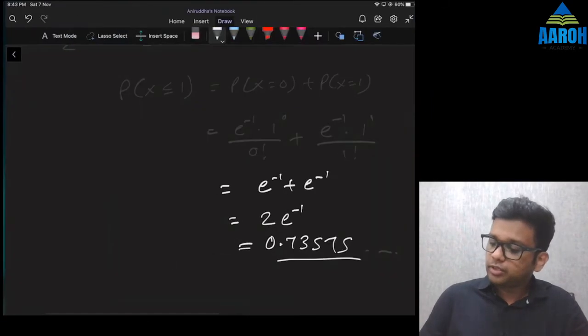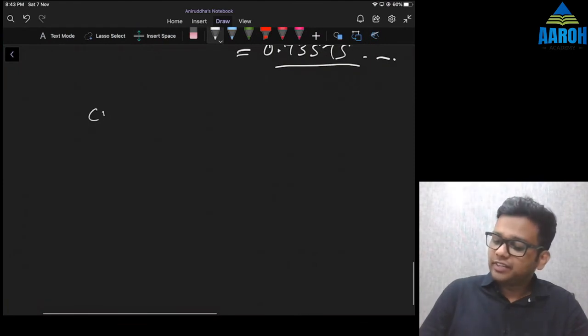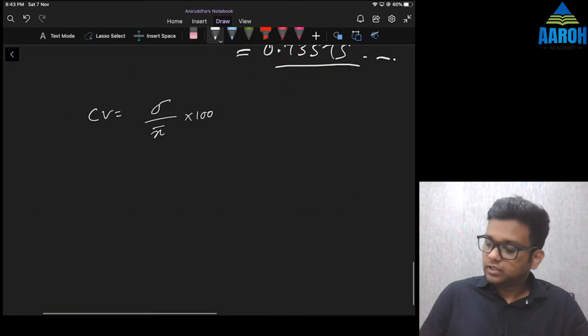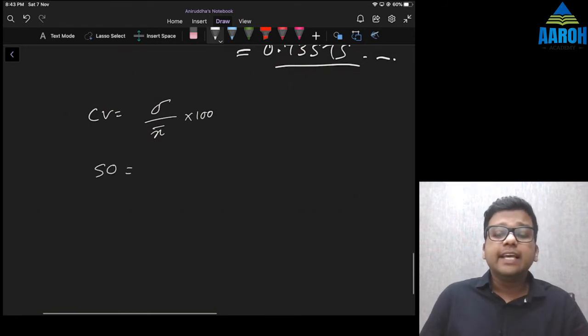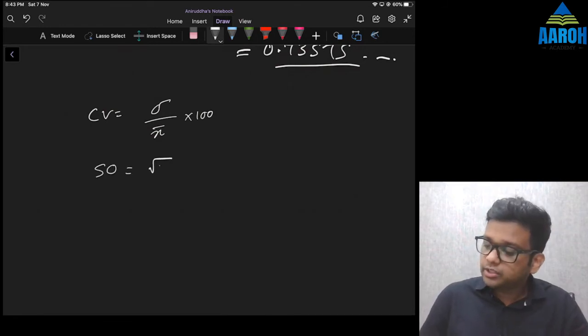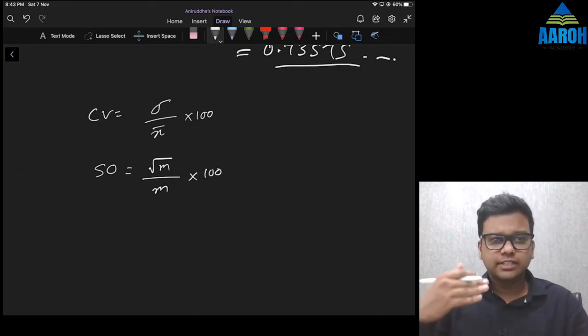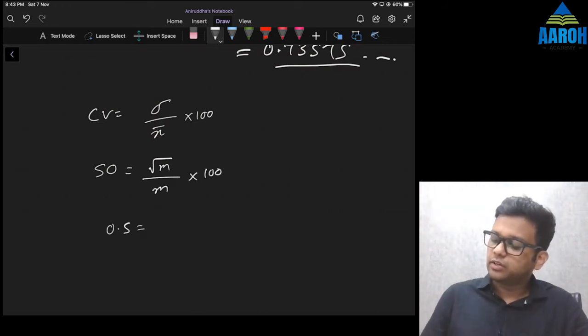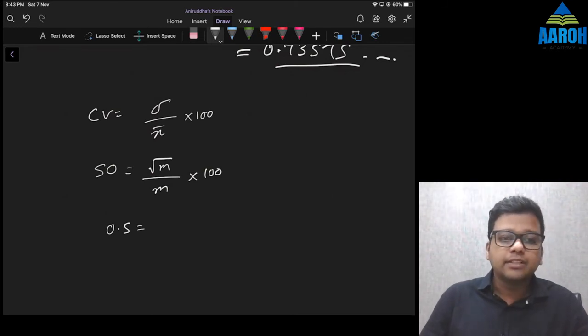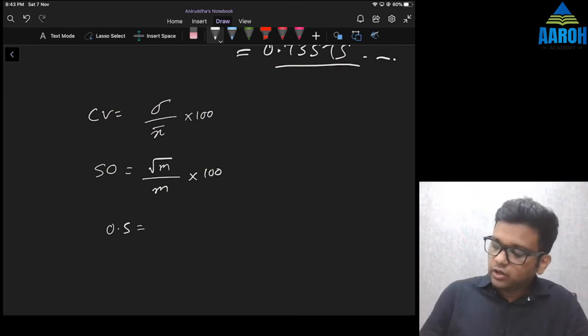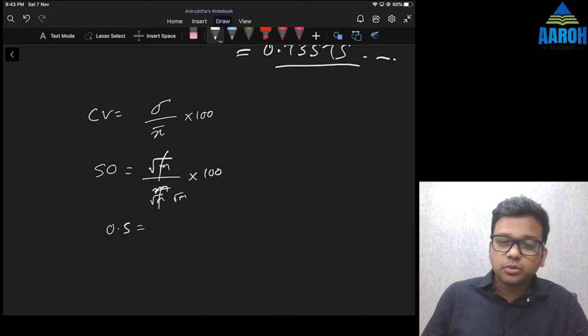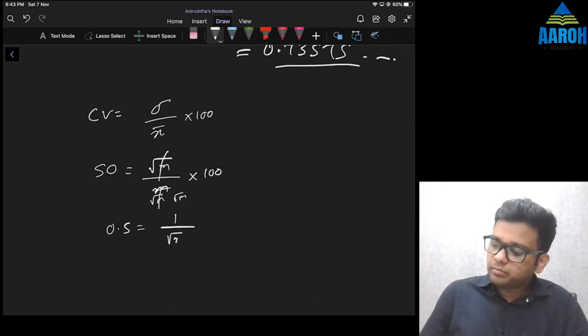First of all, you should know the formula of CV for that. Coefficient of variation is what? SD upon mean into 100. So 50 is SD. SD for Poisson distribution is root m, upon mean is m, into 100. Let's divide 100 there. So 0.5 is equal to root m upon m, and m can be cancelled using rules of indices. Either that, or you should know that m means root m into root m, right? So we can cancel one root m, it will be 1 by root m.